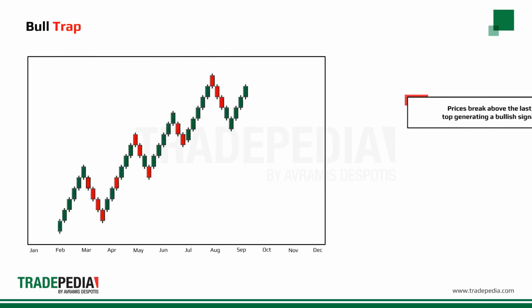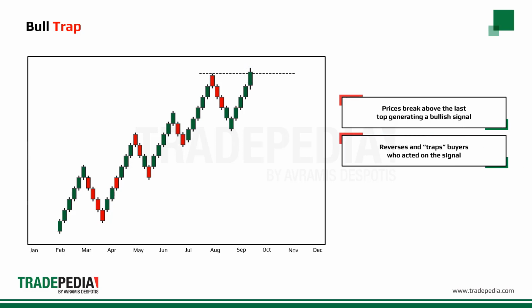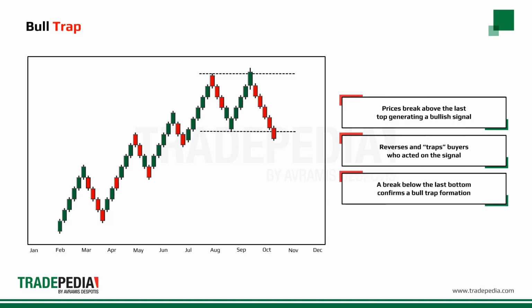A bull trap pattern is a pattern where prices break above the last top, generating a bullish signal before reversing and trapping the buyers who acted on the signal. Failure to continue higher and then a break below the last bottom confirms a bull trap formation. Traders should use filters to avoid these traps. A common filter is a two-period close above the level. Like previous patterns, the same target measuring techniques apply.